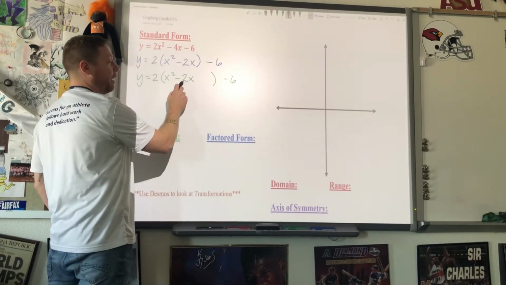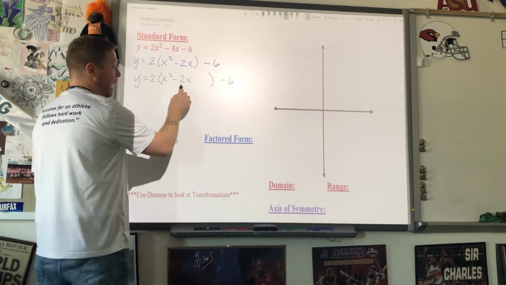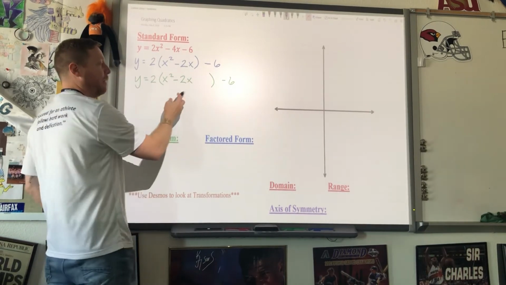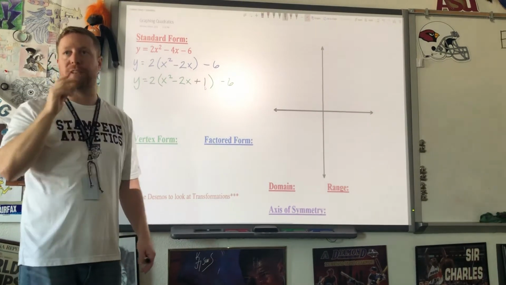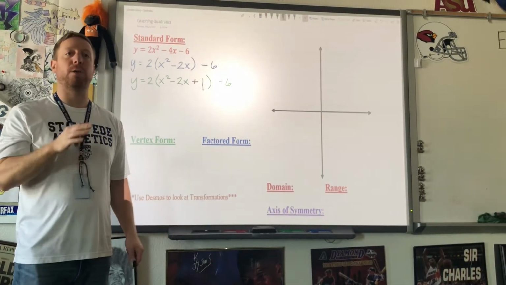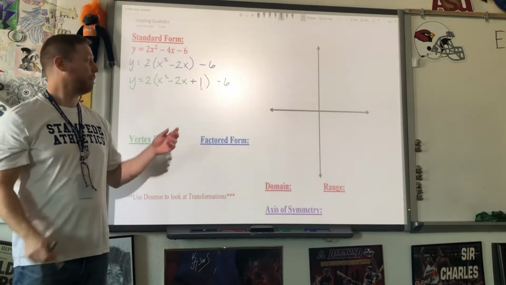How you complete the square is you cut this guy in half, b, the middle guy. Negative 2 cut in half is negative 1. Negative 1 squared is positive 1. Please listen very carefully to this next part. This is where you are going to mess up if you do it this way.